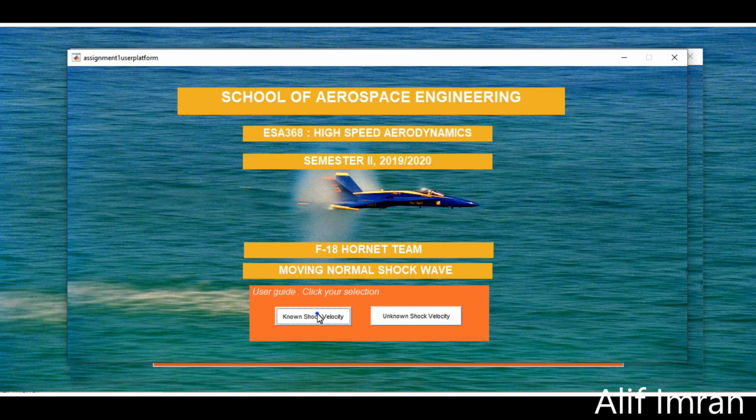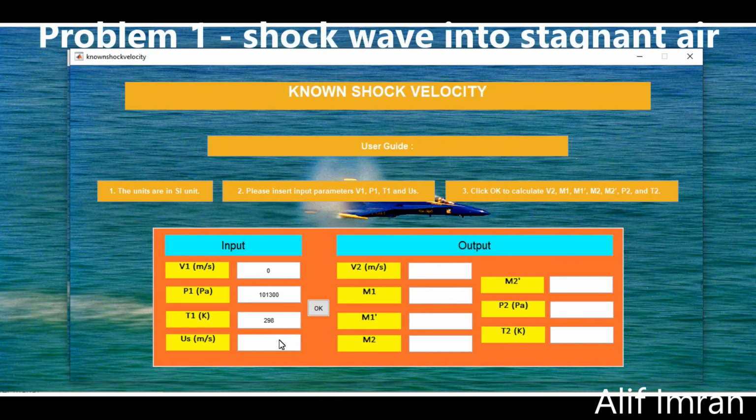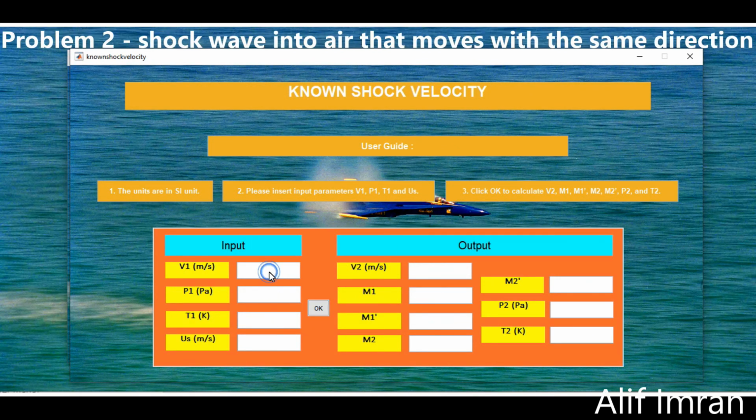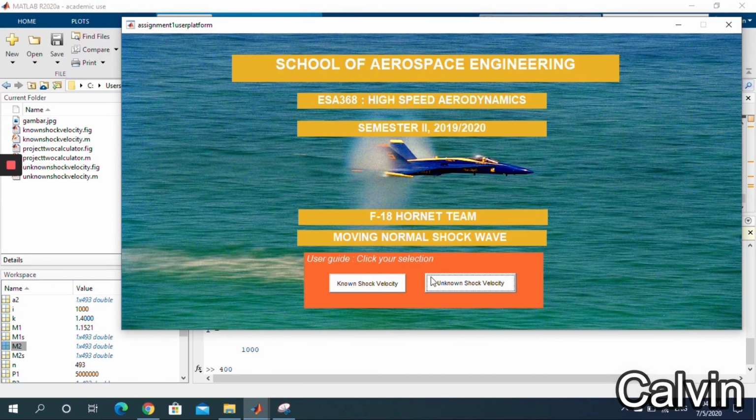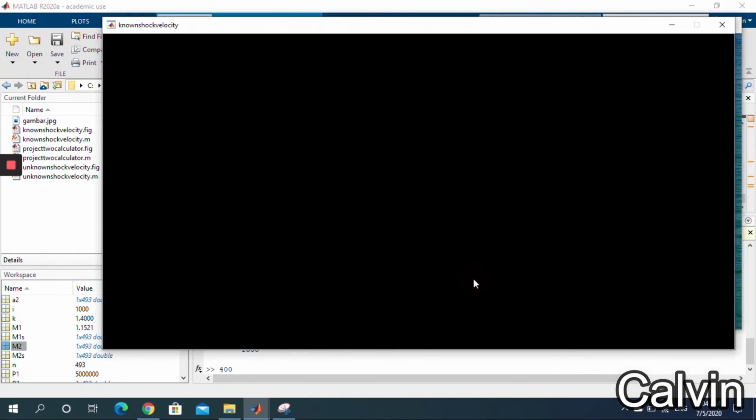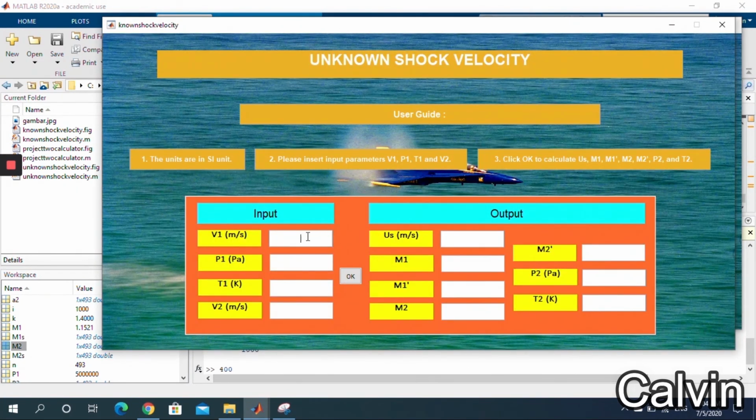I will show you how the non-shock velocity calculator works with two different problems. First problem is a shock wave propagating down a constant area duct into stagnant air. Second problem is a strong shock wave traveling into a region of air that is itself moving in the same direction as the shock. So here's the GUI program for our team, and we can show the unknown shock velocity here. And here we can set the input parameter, and calculate the output parameter. So this is the calculator and calculation actually.